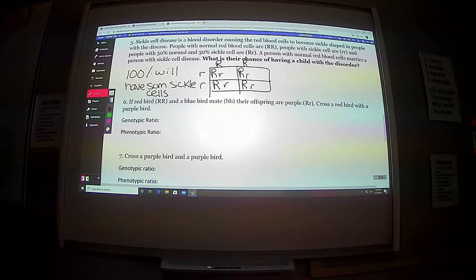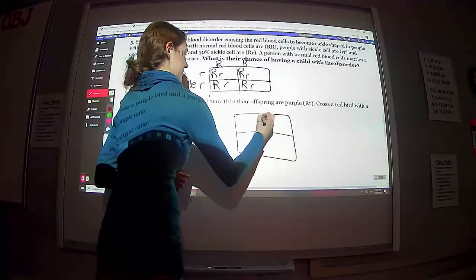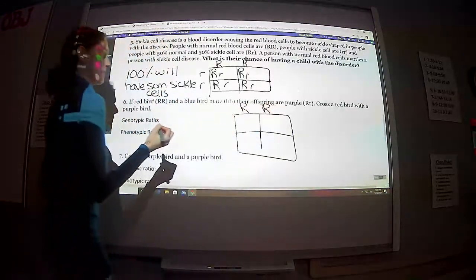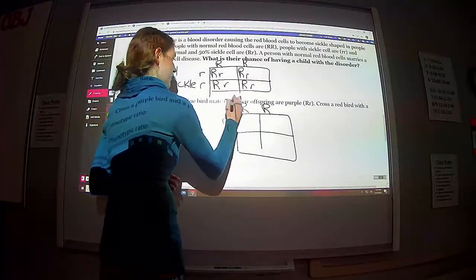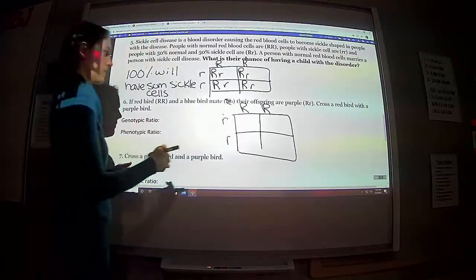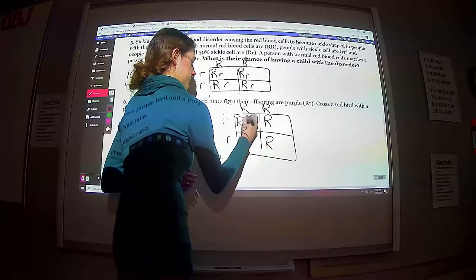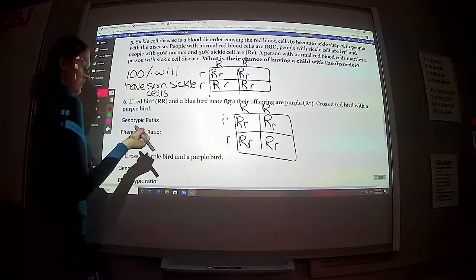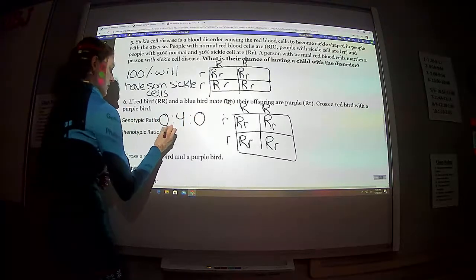If red birds and blue birds mate, their offspring are purple. Cross a red bird with a purple bird. So red is two capitals. Blue is going to be two lowercase ones. I must have made a typo there when I put those B's in, because it should have been R's. Genotypic ratio, we have 0 dominant, 4 hetero, 0 recessive.